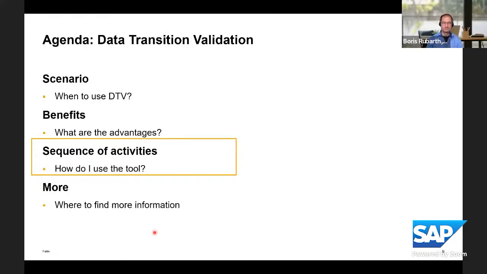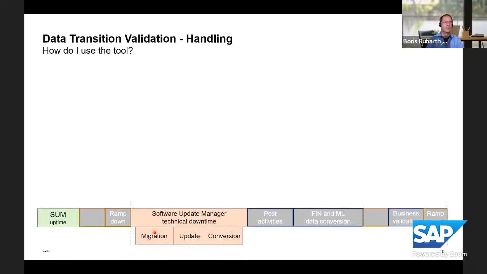So let's have a short look at the sequence of activities here, how you use the tool as such. And for this, we have the list of activities, especially for downtime, that are executed partially by the Software Update Manager. Let's have a short look at this. The Software Update Manager is the technical engine for a system conversion. The uptime processing, where end users are still working on the system, is longer than shown here.